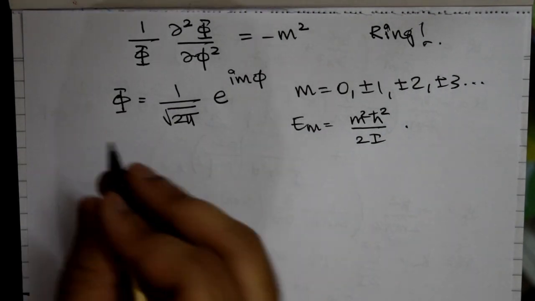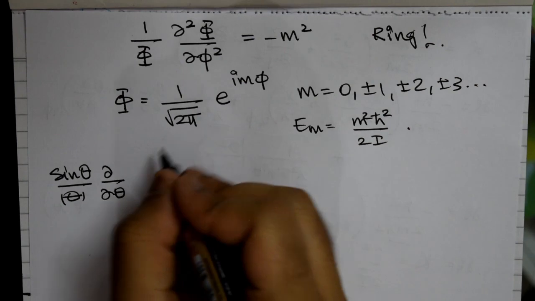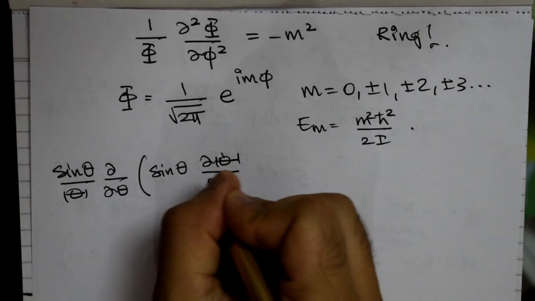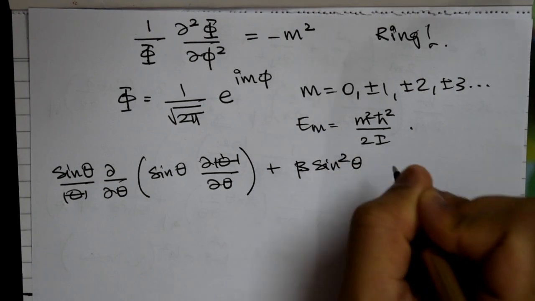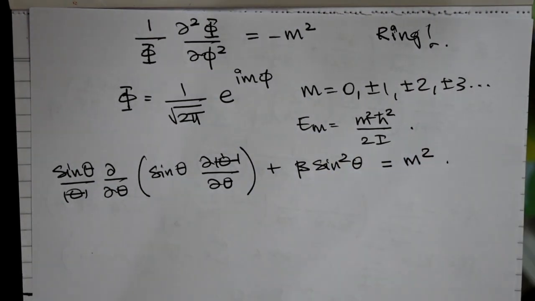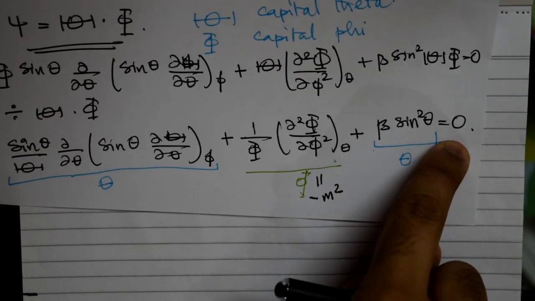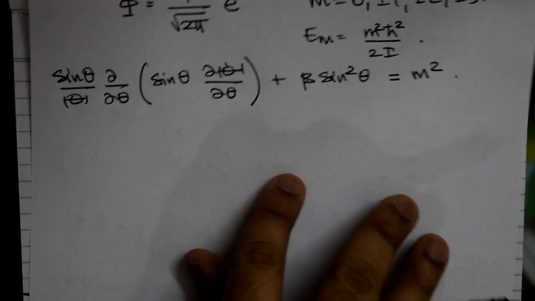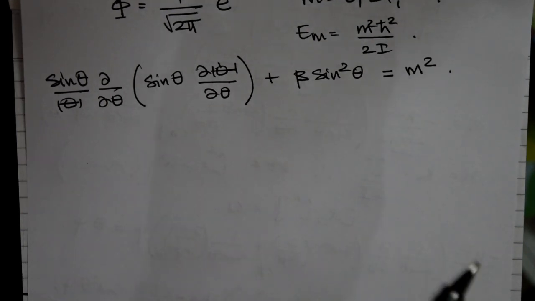So now let's look at the other component, which is sine theta divided by capital theta dou by dou theta of sine theta dou capital theta by dou theta, plus beta sine square theta is equal to m square. Why is this equal to plus m square? Because the sum of these two should be equal to 0, as we have seen in this equation. The sum of the theta portion and the phi portion should be equal to 0. So if the phi portion is equal to minus m square, the theta portion should be equal to plus m square.